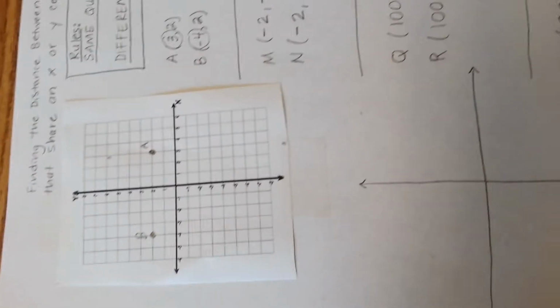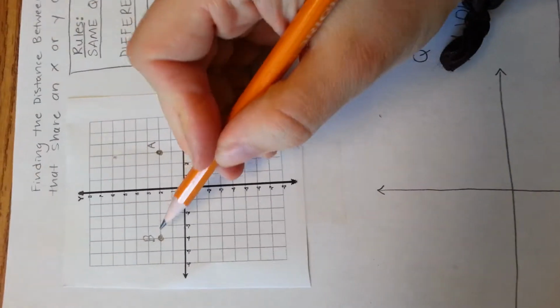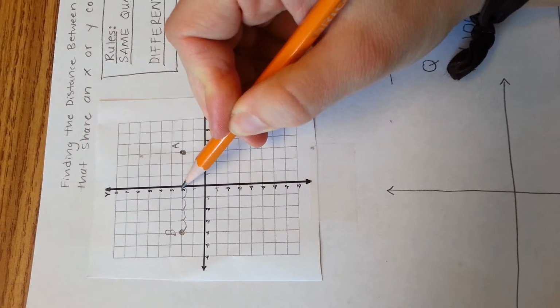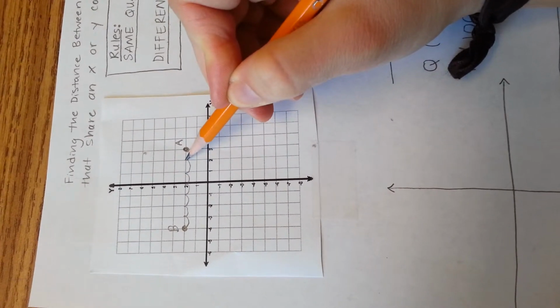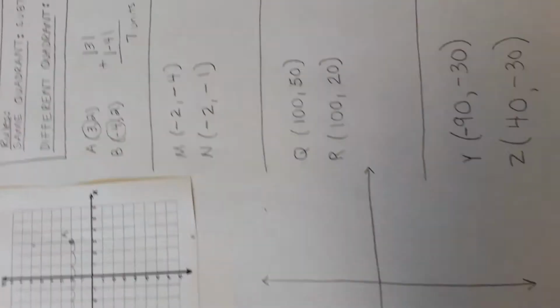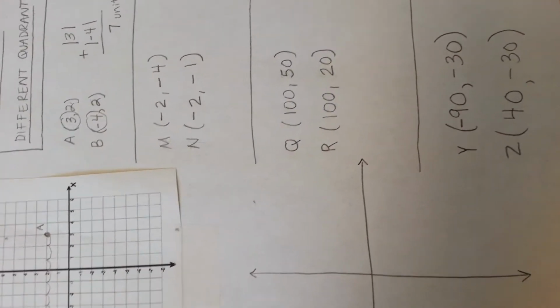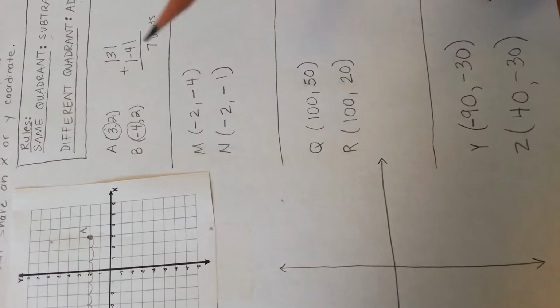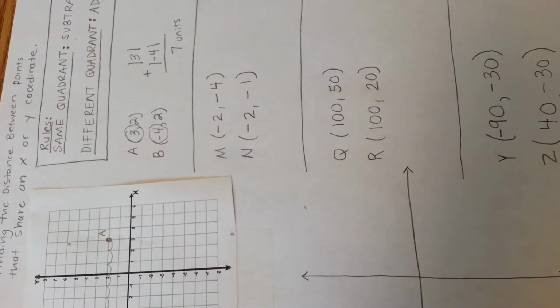Now, let's bunny hop and check and see if that's correct. Bunny hop 1, 2, 3, 4, 5, 6, 7. So we are correct. Now, let's try the second one, M and N. Okay, since I am provided a graph, I could count, but let's try it using our rules.